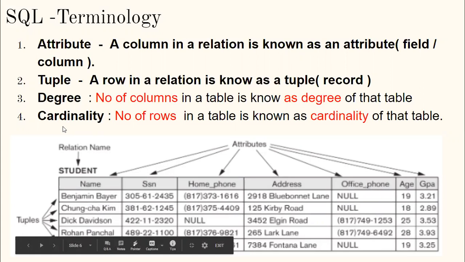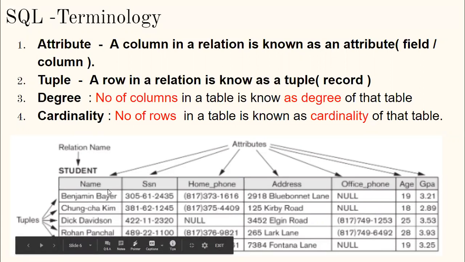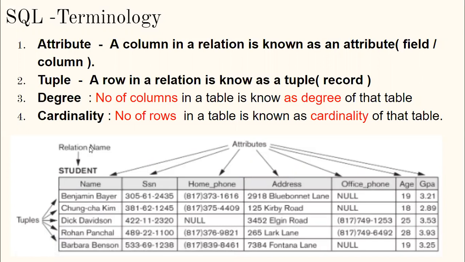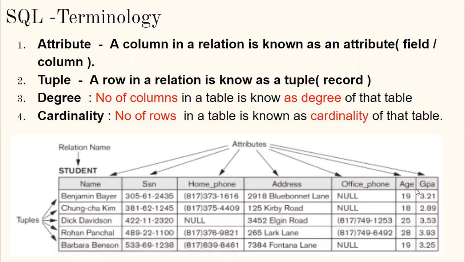Then the degree means the number of columns in a table is known as the degree of the table. For example, here, how many columns do we have? Name 1, SSN 2, home phone 3, address 4, office phone 5, age 6, GPA 7. So 7 columns we have. So what is the degree of this particular student table? You have to write 7. That is, the number of columns in a table is known as the degree of the table.